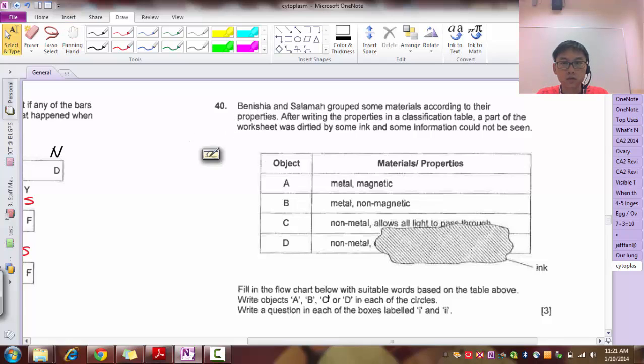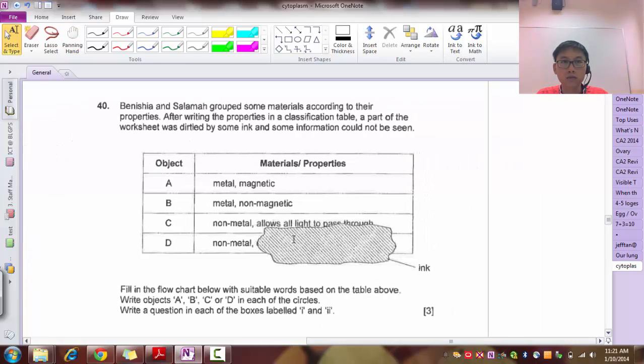All right. Let's look at question 40. Benissa and Salama grouped some materials according to their properties. After writing the properties in the classification table, a part of the worksheet was dirtied by ink. Whoops. So this ink was spilled there. Oh no. And some information could not be seen.